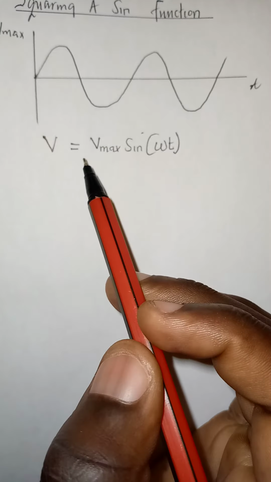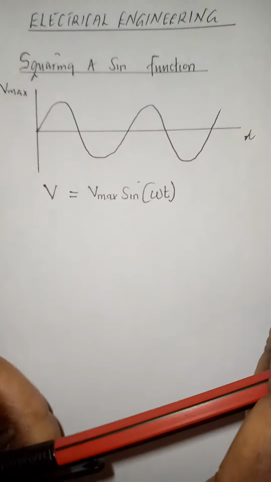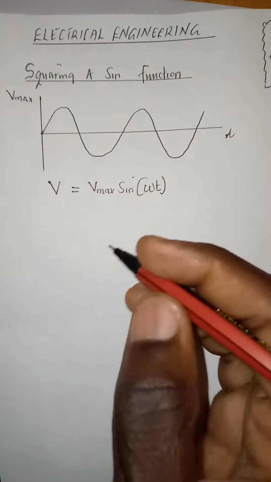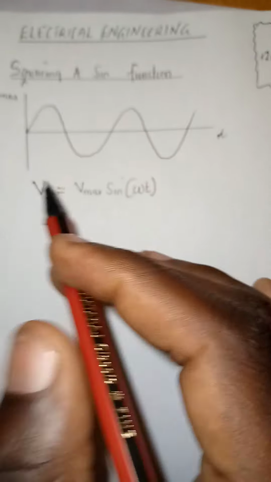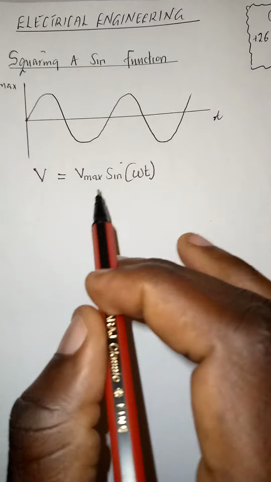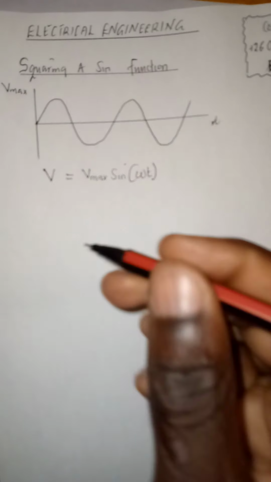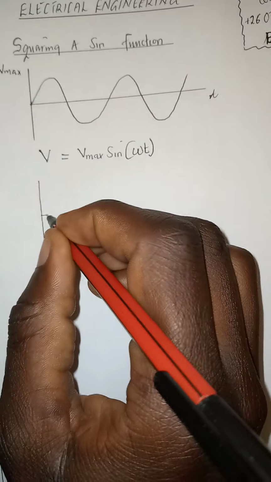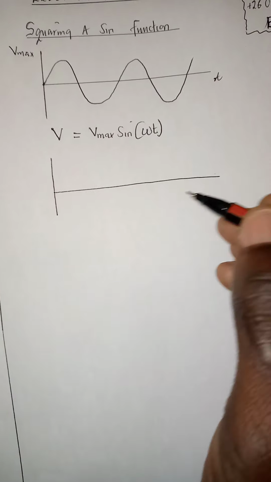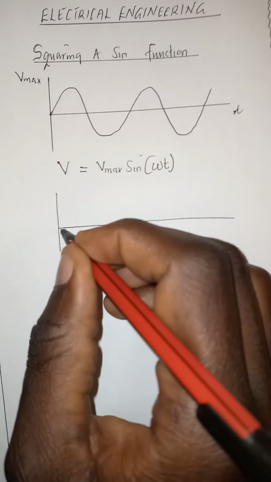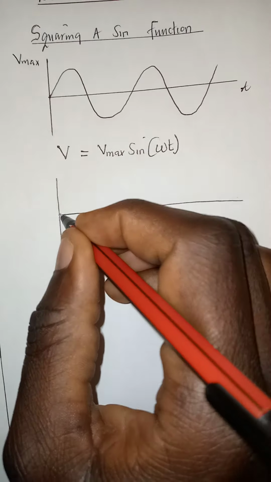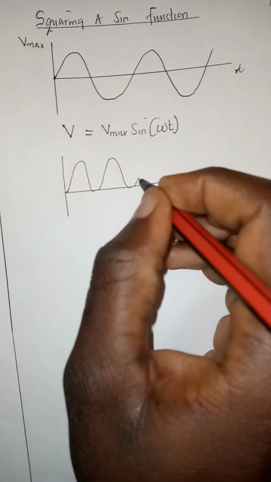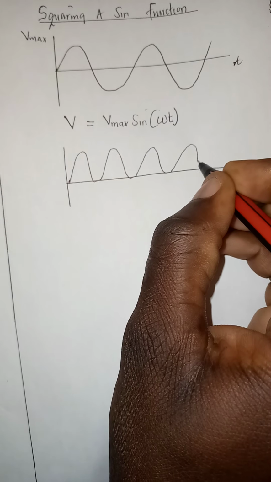So this is the formula we use to calculate AC, which is alternating current in a circuit. So we want to see what we'll get if we were to square this sine function. This is how it will look, right? If I square it, it will look like this graphically. It will go like this, just like this.